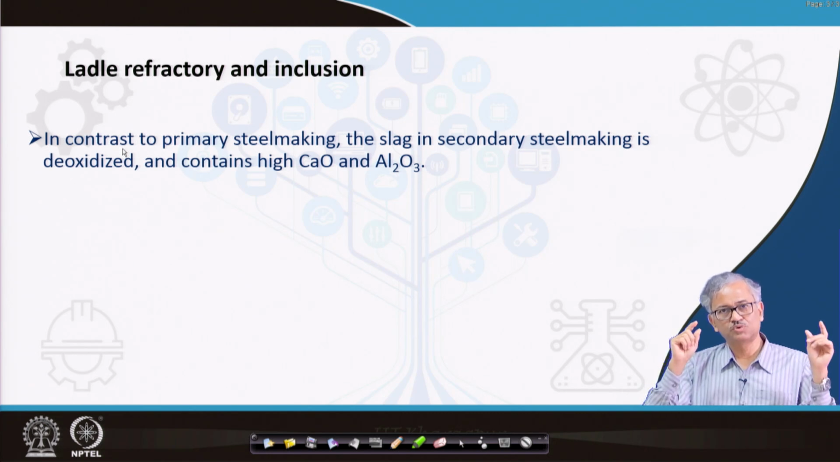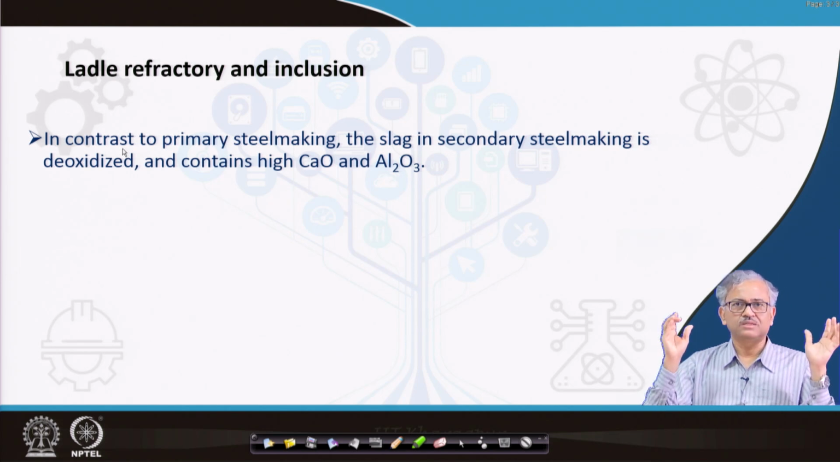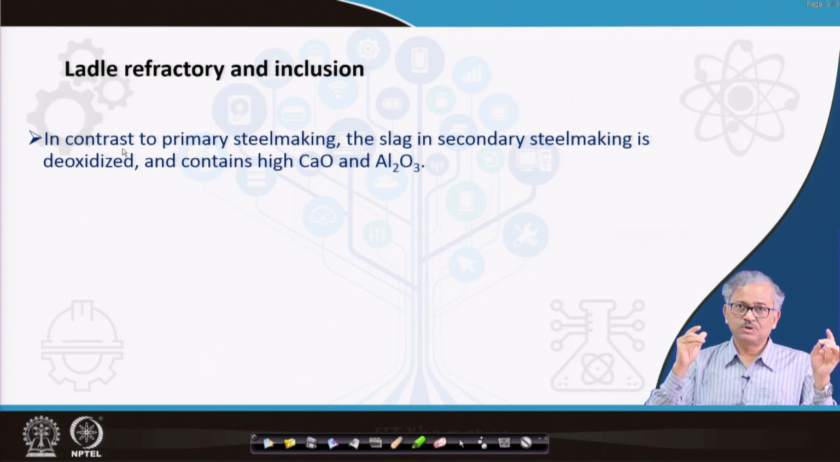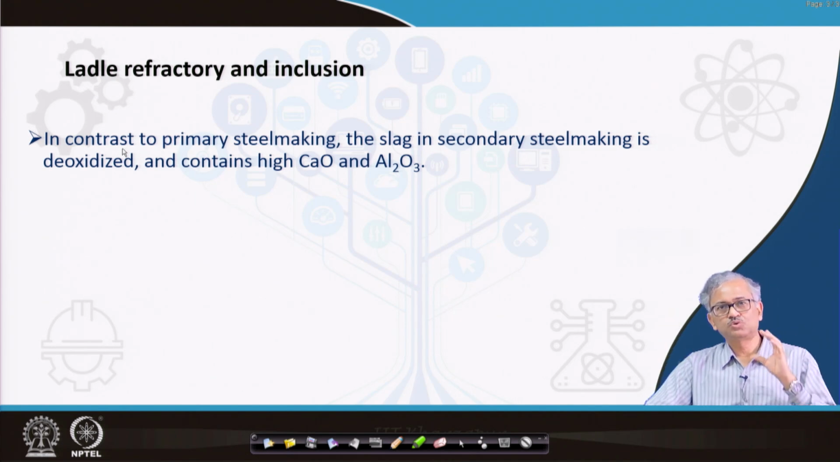In primary steel making, it is mostly FeO, SiO2 and P2O5. FeO is significant, around 20% FeO may be there, so dissolved oxygen is quite high. But in the case of secondary steel making, FeO is not there, so the slag composition is completely different.